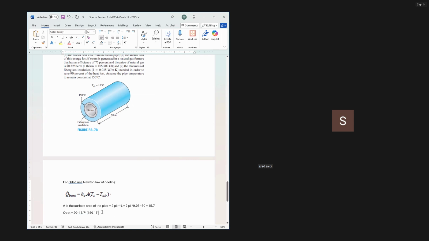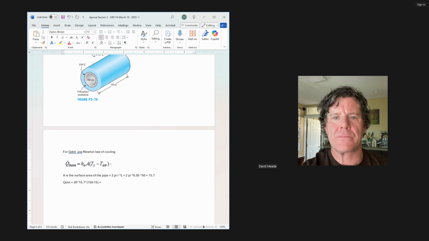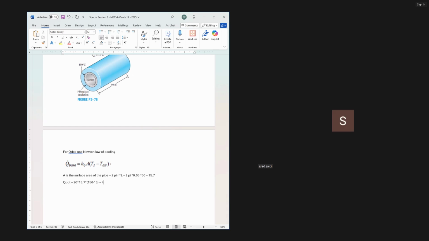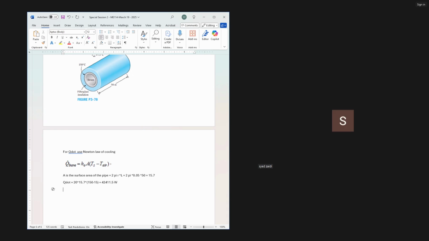Because it is just a simple subtraction of temperature, you do not need to do much. So what is the value? I got 42,411.5 watts.